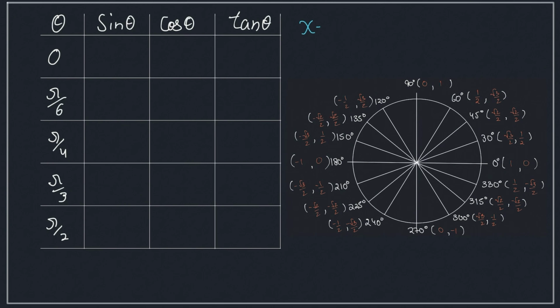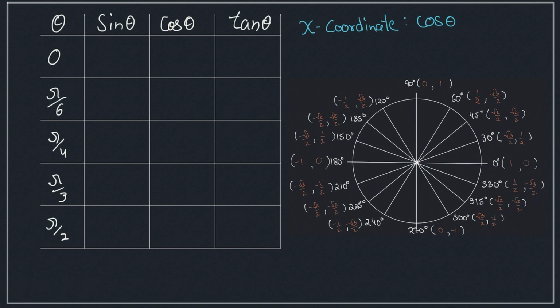By using the unit circle, we can easily create a table of commonly used trigonometric values. All we have to do is look at the x and y coordinates of the unit circle. The x coordinate will be cosine theta and the y coordinate will be sine theta. For example, sine 0 will be 0, but cosine 0 degrees will be 1.